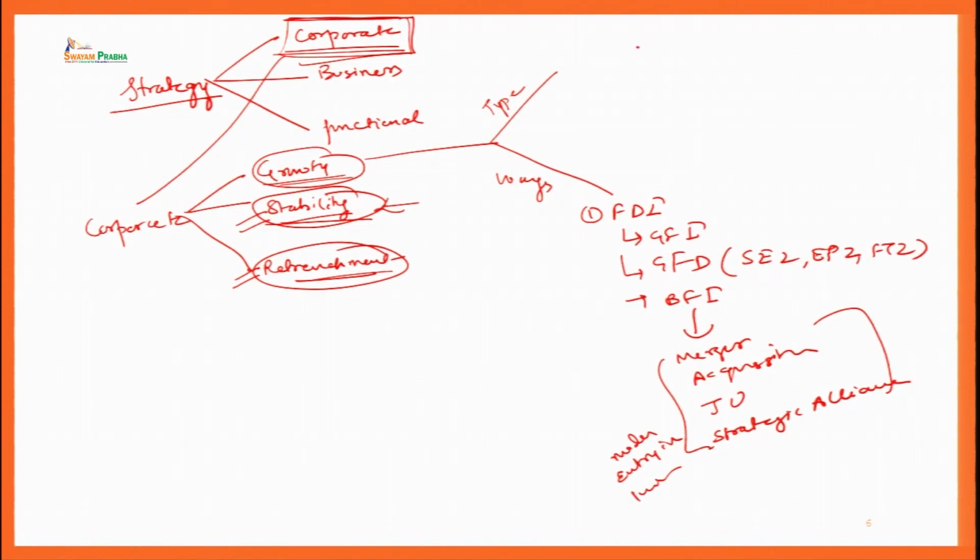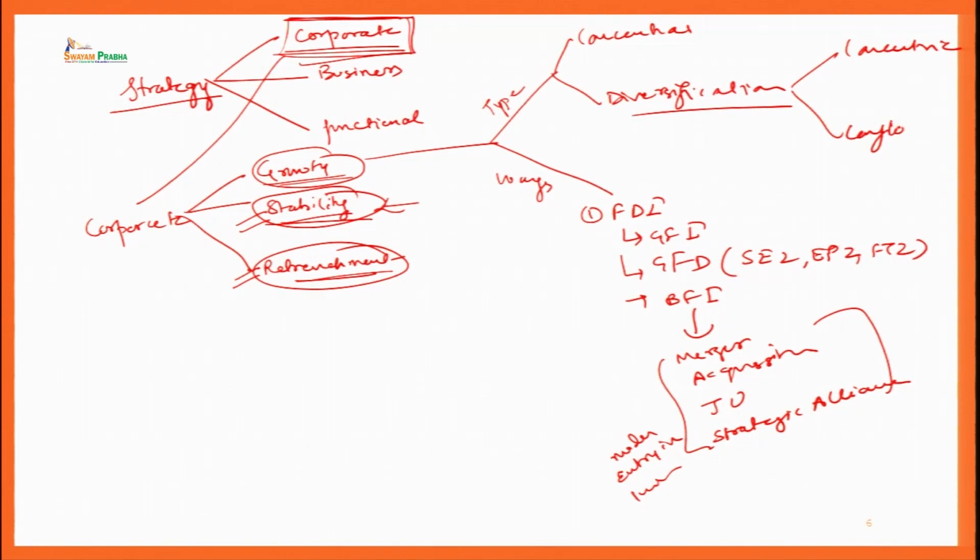And there are certain types of growth strategy. What are those different types of growth strategy? It's divided into two parts. One is concentration and the second one is diversification. And if you are looking for diversification, again there are two types. One is concentric diversification, another one is conglomerate diversification.